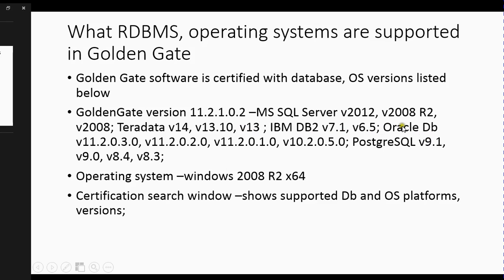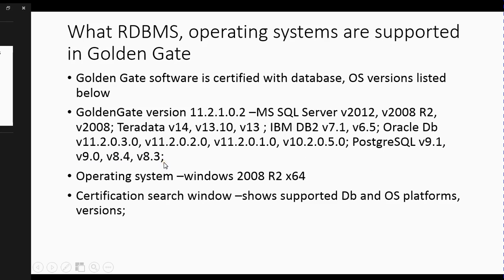And also with Oracle database version 11.2.0.3.0, version 11.2.0.2.0, version 11.2.0.1.0, and version 10.2.0.5.0. So these are the supported database versions for this GoldenGate software. And lastly, the Postgres versions that are supported are version 9.1, 9.0, 8.4 and 8.3.